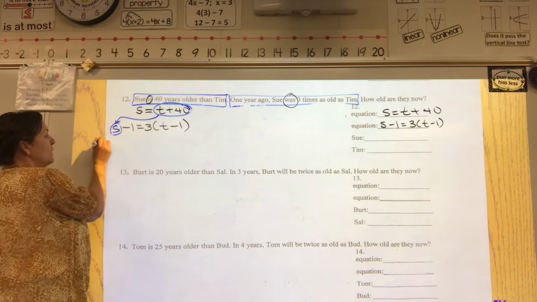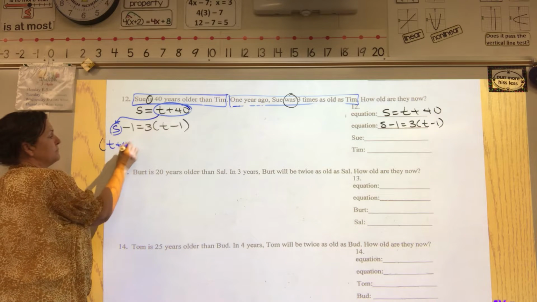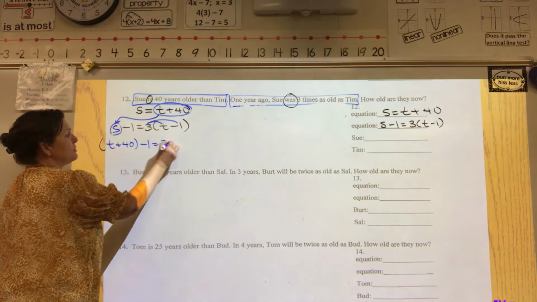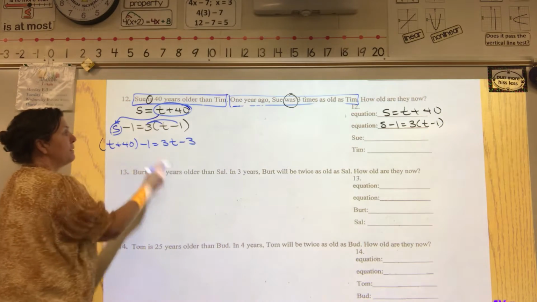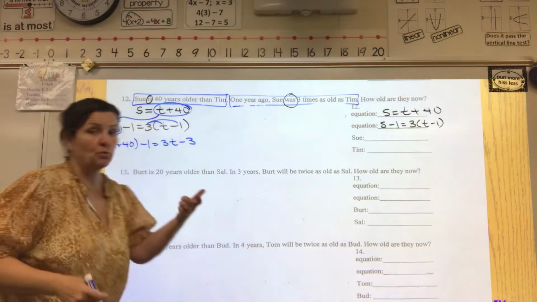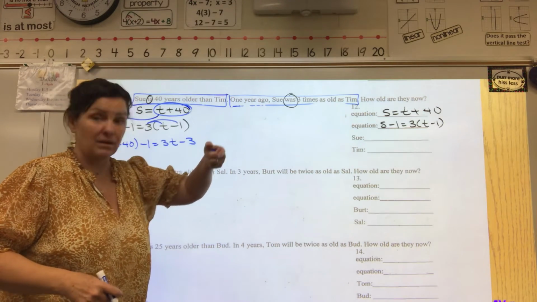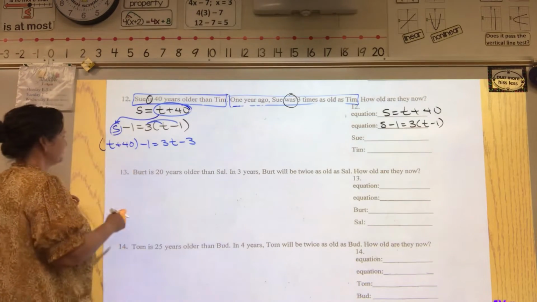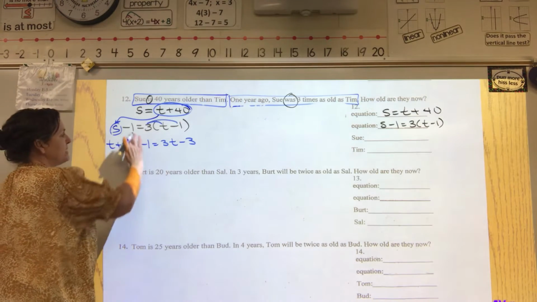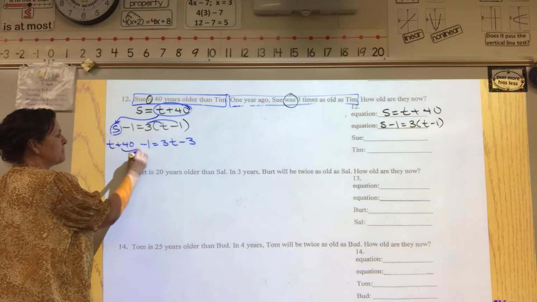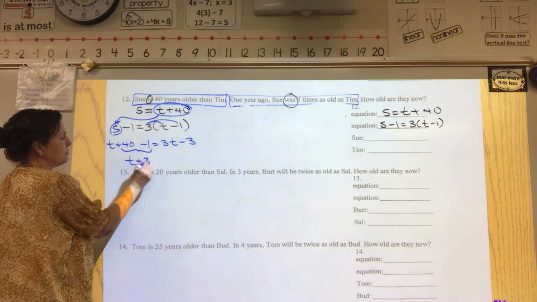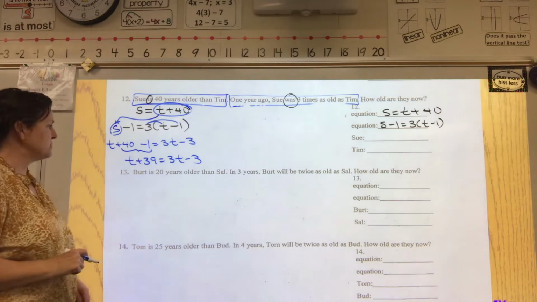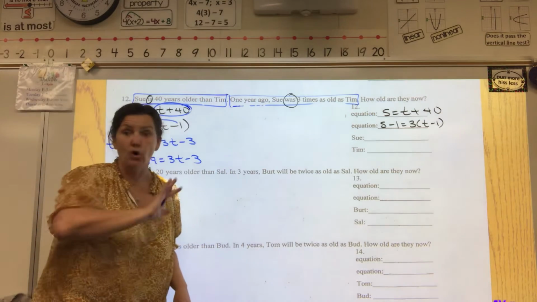I'll put it back because I feel uncomfortable with that. Okay, so I'm going to do T plus 40 minus 1. And I'm going to get the distribution right out of the way, right? Why not? Make sure that when you're distributing, fancy word for multiply, you do it to everybody in the parentheses. We need to distribute thoroughly. Okay, cool. I'm going to take out these parentheses as they are not needed, and I'm going to simplify right here. T plus 39 equals 3t minus 3. We're in the home stretch, friends. We got this.